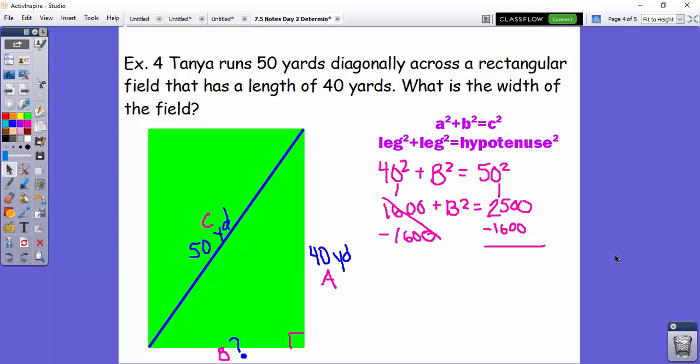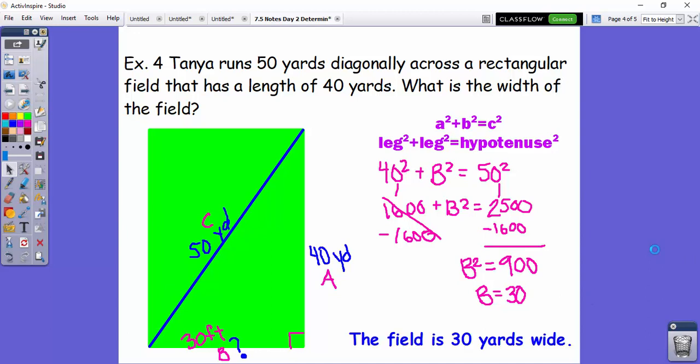2,500 minus 1,600 is 900, which equals b squared. And if I take the square root of 900, that gives me 30. So I can see that the width of this field, or the leg of the triangle, is 30, and therefore the field is 30 yards wide.